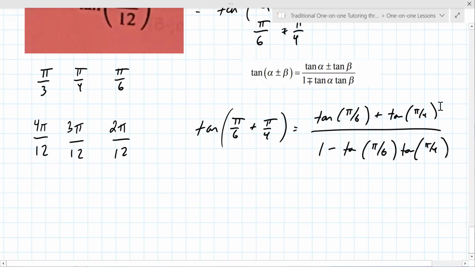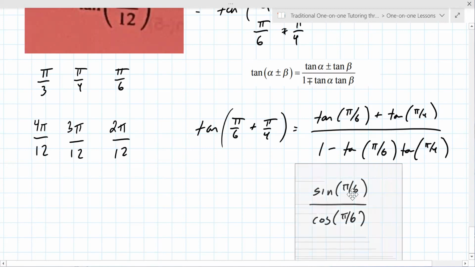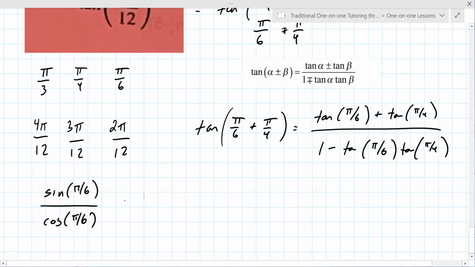The nice thing is tangent pi over 4 is a known one. That's 1. But tangent pi over 6, that's sine pi over 6 divided by cosine pi over 6. Let me write that off to the side: sine pi over 6 over cosine pi over 6. Are you pretty strong with your unit circle, or do you feel like it's still something you have to memorize? I think it's still something I have to memorize.